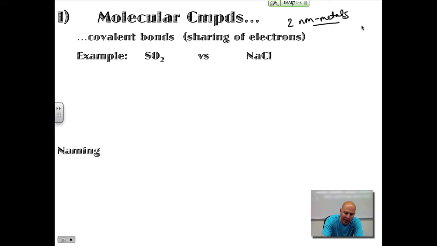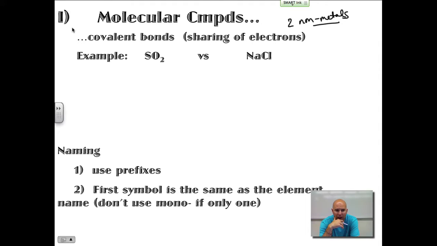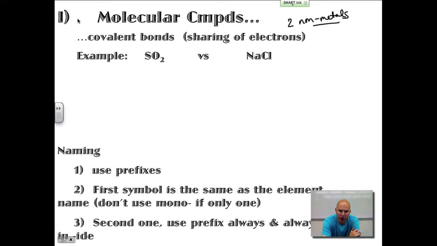The way that we do that is by using prefixes. I'm going to give you the prefixes in just a moment, but you use prefixes on these molecular compounds. The first symbol is the same as the element's name, and you don't use mono if there's only one. The second one, you always use the prefix, and it always ends in i. And so what are those prefixes? Well, to take a look at those prefixes, I have them right here.